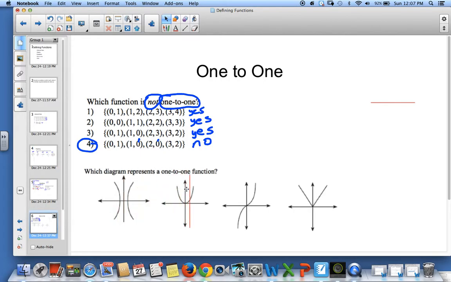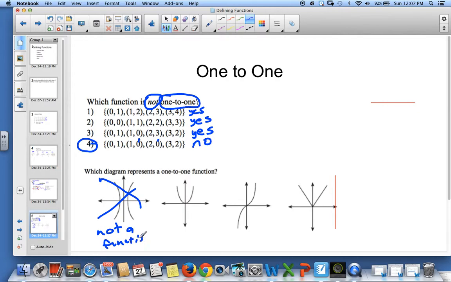This one is a function. This one, as I go through, I never hit the graph twice. That's a function. This one here is a function. So we've already basically eliminated this one because it's not a function. Not a function. And now I'm going to do the horizontal line test to determine if it's one-to-one. So it has to work with the one-to-one. When I take it like this, I say, oops, wait a minute, I'm hitting it twice. So this one is not one-to-one.